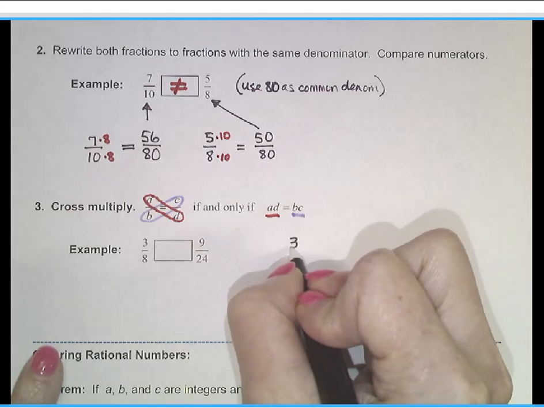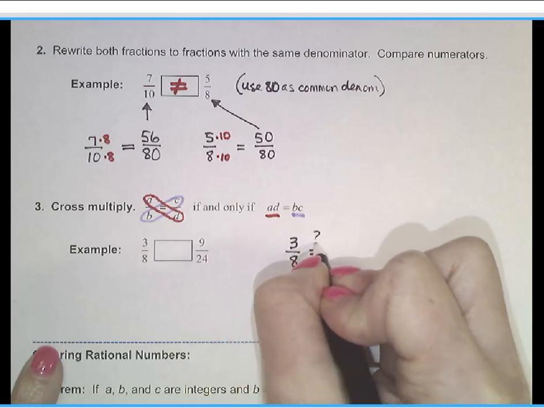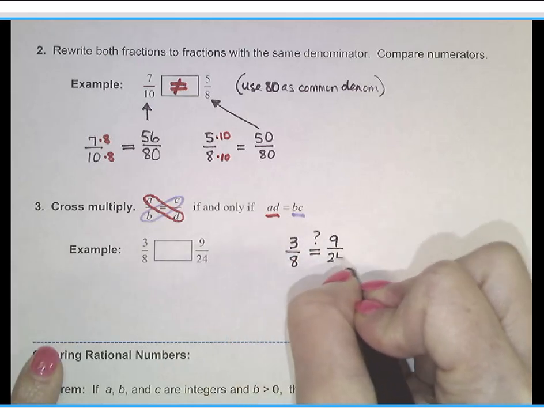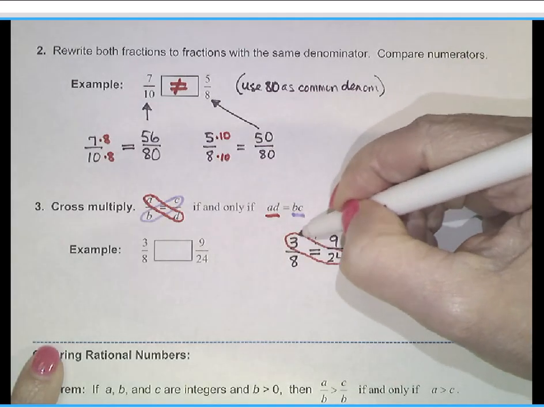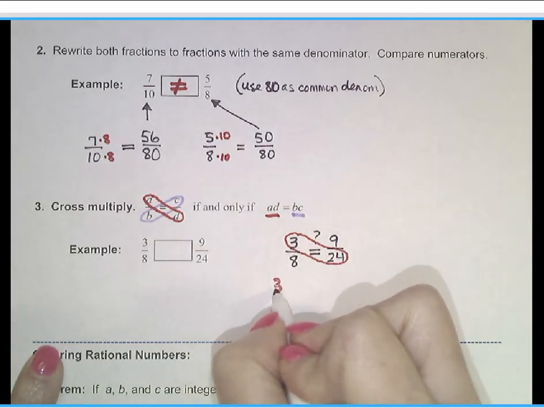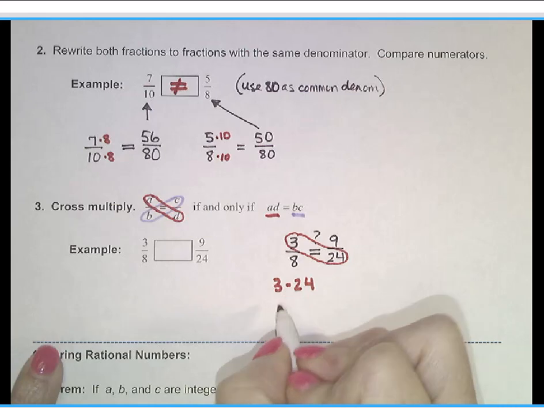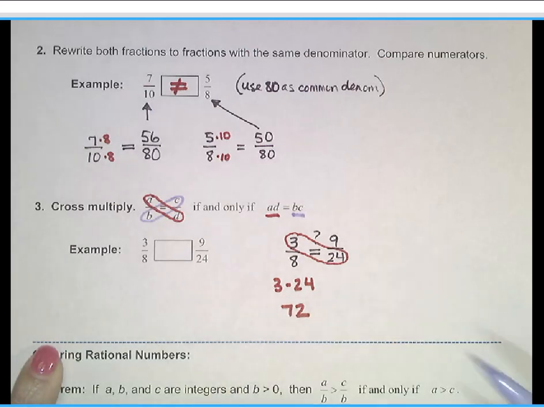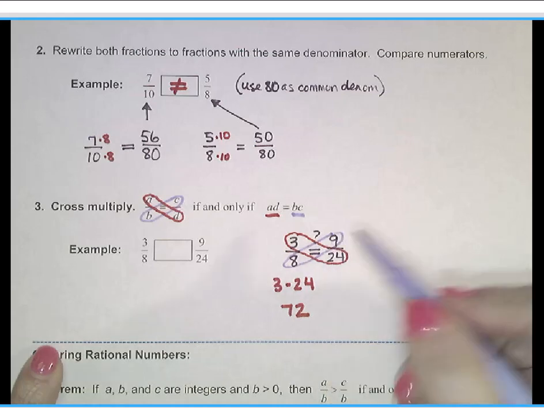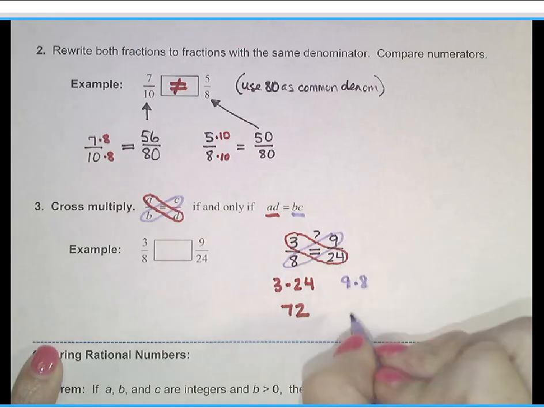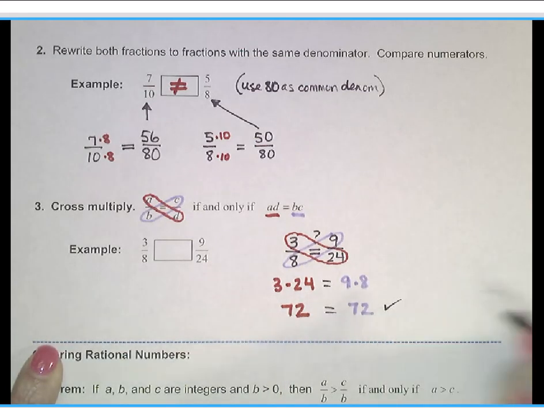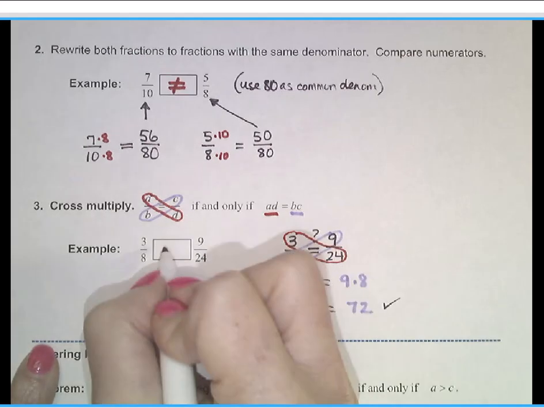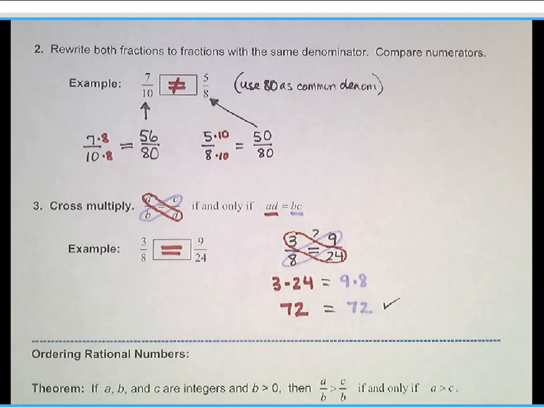So if we do 3/8, we're trying to find out, is it equivalent to 9/24? Well, let's just see. If we multiply here, 3 times 24 is 72. Is that equal to the other diagonal? The other diagonal is 9 times 8, or 8 times 9, which is 72. So are those equivalent fractions? Yes, they are, because the diagonals give you the same product. So that's another quick way you can tell if two fractions are equivalent.